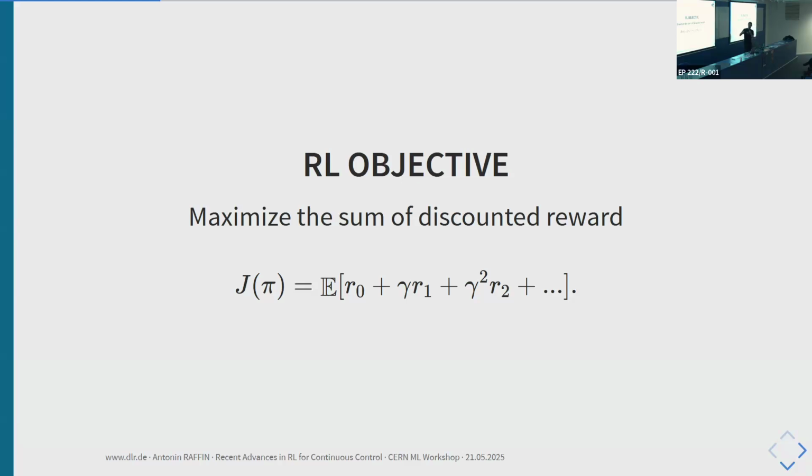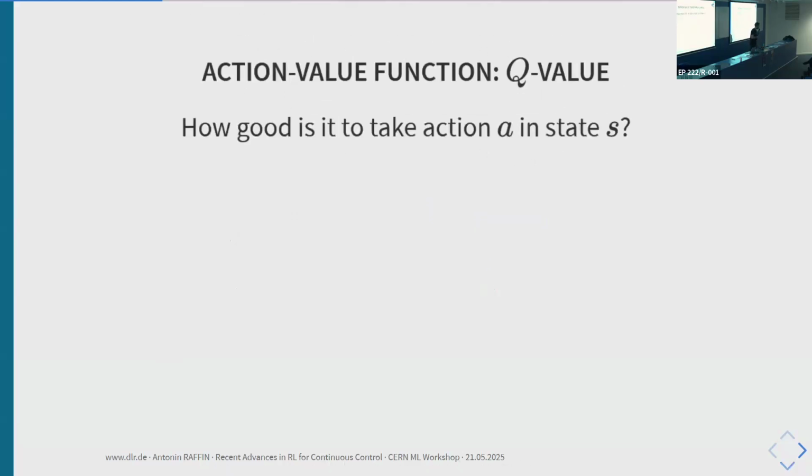And there are many different ways of solving this problem, of maximizing the sum of reward. And one of the ways is actually to learn something on the side, which is called an action value function, or you will usually see it in the RL literature as a Q value. And this action value function tells you how good it is to take an action A in the state S.